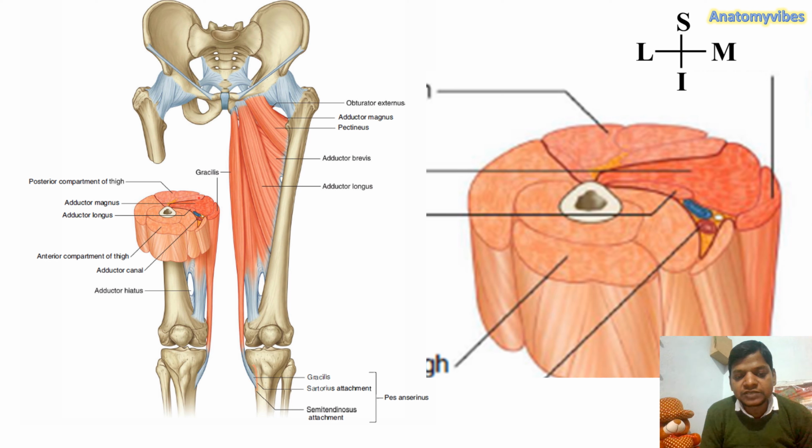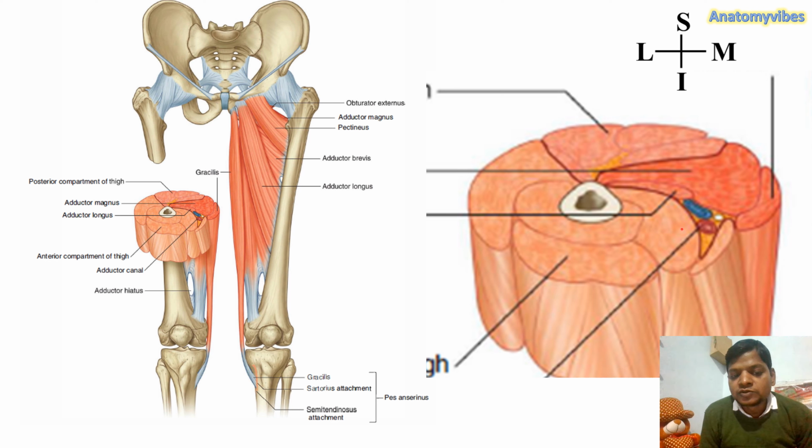The same image has been enlarged here. So here what you can see, this muscle is the sartorius muscle. Now laterally, this is the lateral side. So laterally this muscle is the vastus medialis.